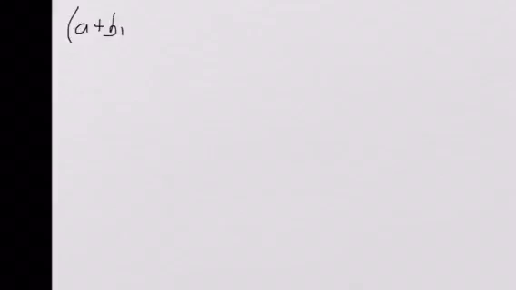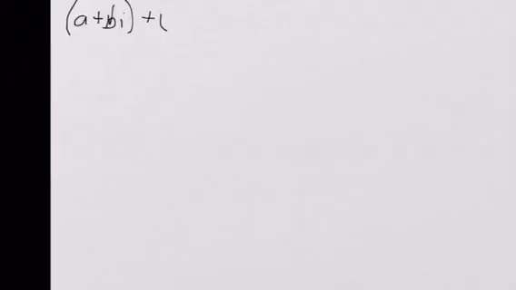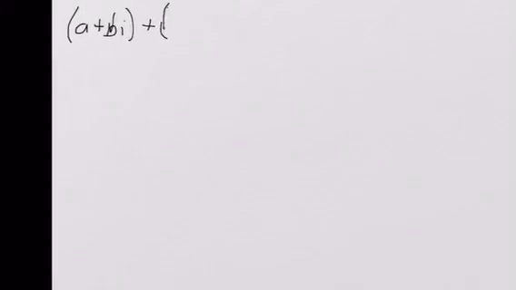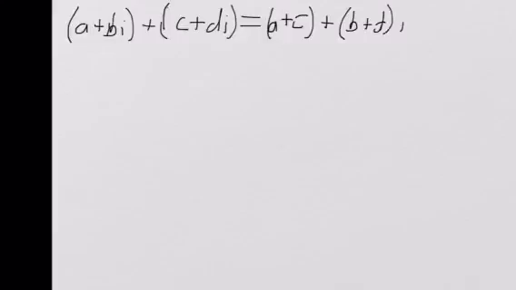So if I give you a plus bi plus c plus di, I'm just going to add these just like I would with a polynomial and variable i. So we get a plus c plus b plus d multiplied by i. So just adding them like they're polynomials.